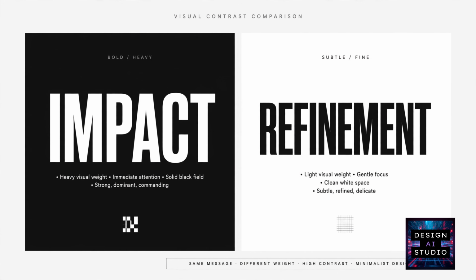Contrast makes a design stand out by using differences in weight, size, or color. A bold style creates impact, while a subtle style gives a refined feel. That difference helps the message get noticed instantly. Notice how the strong color contrast on the left creates clarity and helps the reader understand the message faster. The high contrast makes the text easier to read and more visually powerful.